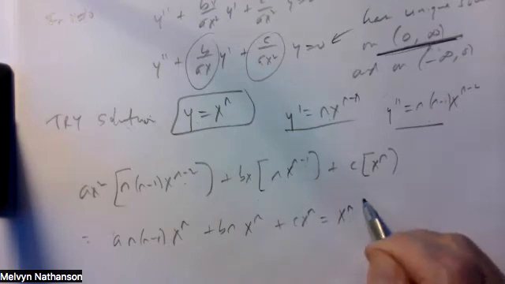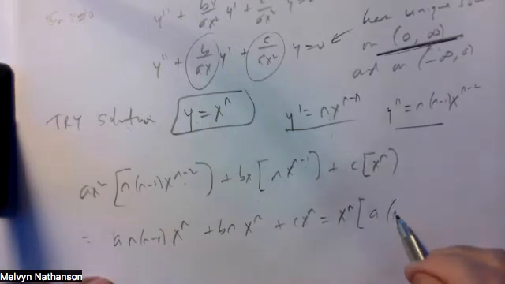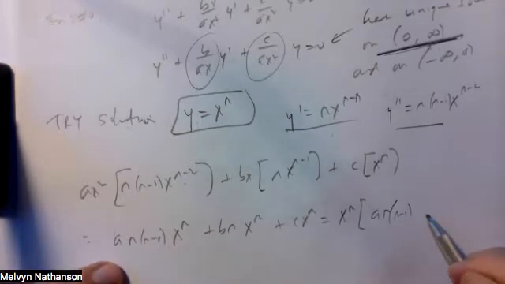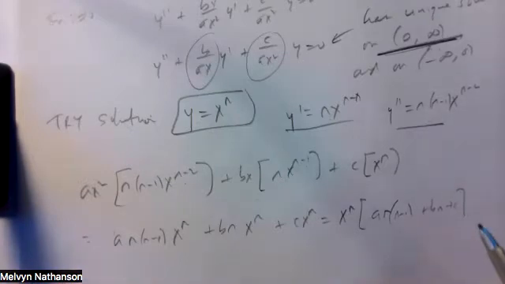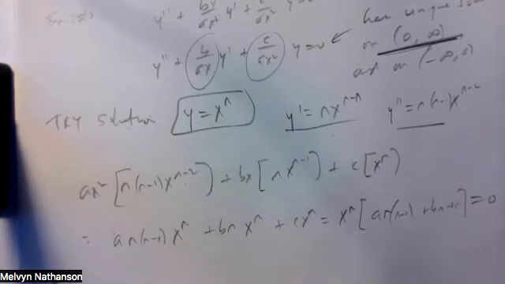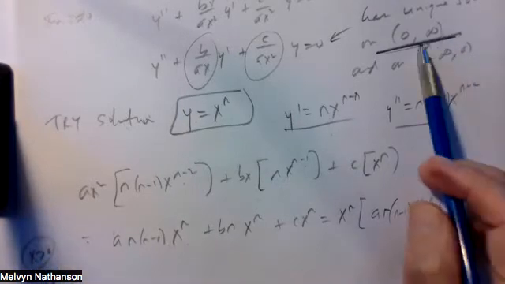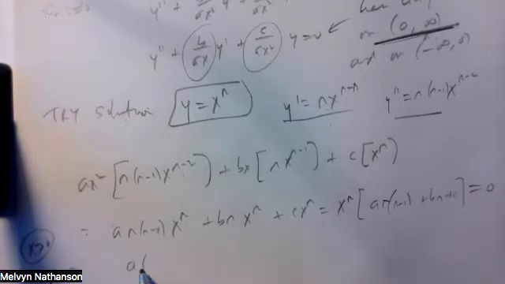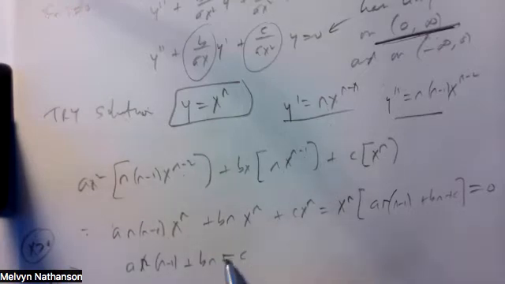So if we factor out x to the r, we get a r times r minus 1 plus b r plus c. And we want that to be 0 for x positive, which means this is 0 because x is greater than 0. We're only looking for positive values of x. This is 0 if and only if r is a solution of the equation a r times r minus 1 plus b r plus c equals 0. If this is 0, x to the r is a solution.